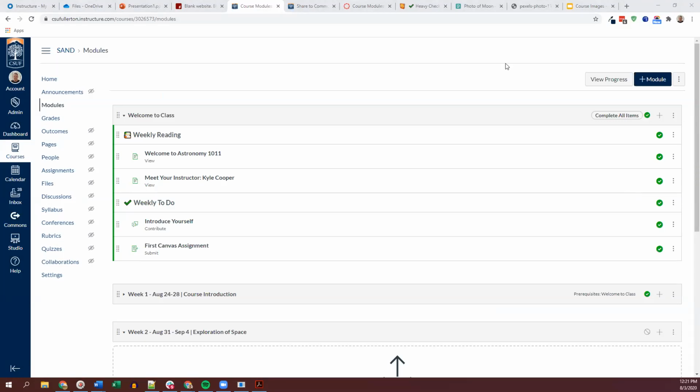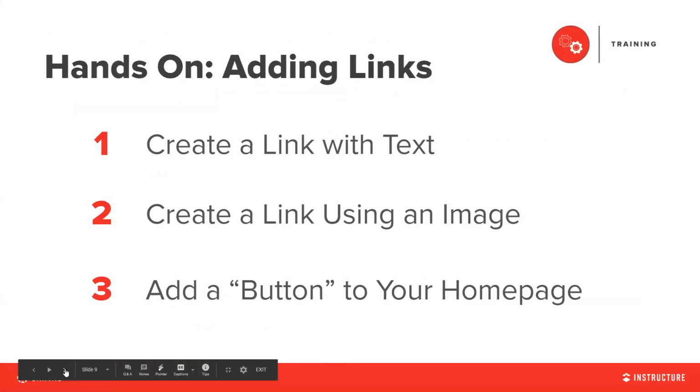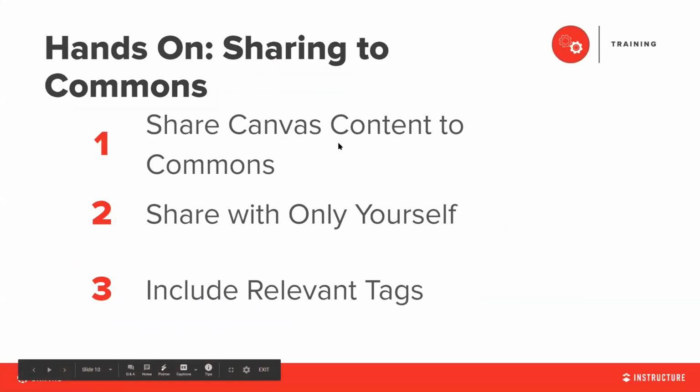So it'll ask you, who do you want to share this with? Just share it with yourself. Because right now we're not trying to build a huge Commons library of stuff that we created in training. Just share it with yourself. Here are the three steps. Go share some of your Canvas content to Commons. Share it with yourself only, and try to include some relevant tags. Try that out. I'll give you about 5 minutes to do this, and then we'll be back together again.